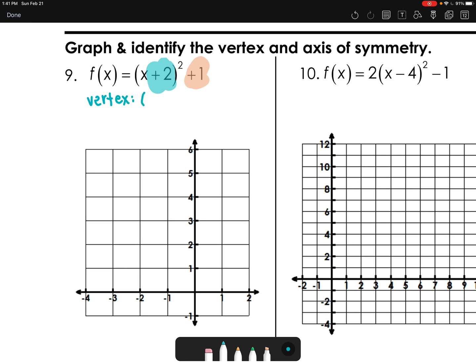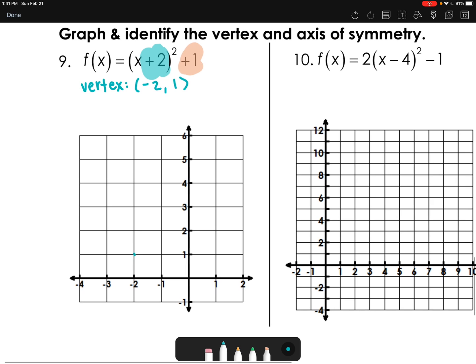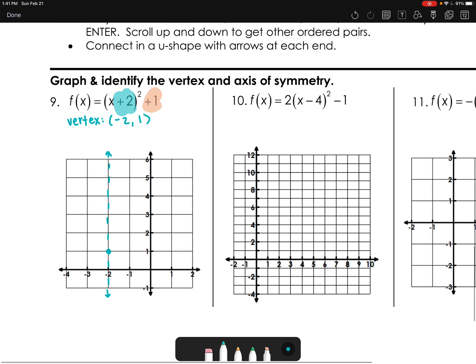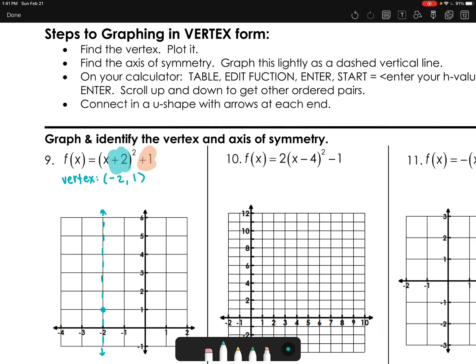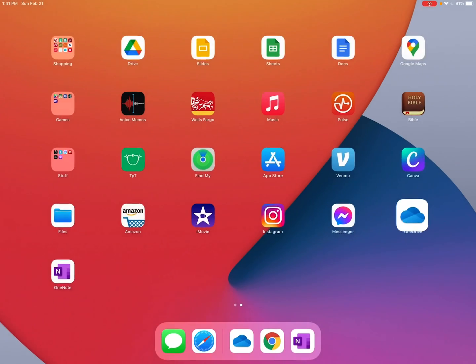And my vertex is going to be negative 2, 1. Remember, opposite for your x, and then your y stays the same. So our vertex is negative 2, 1. So my graph is starting at this point right here. Okay, and then I'm going to go ahead and draw my axis of symmetry. So around this line, my quadratic should look symmetrical on both sides of this line right here. And so I'm going to go ahead and pull out my calculator, and let's see if I can do this with the iPad.